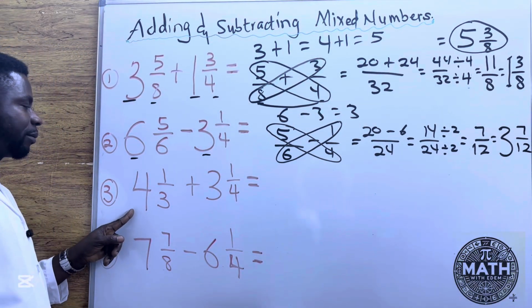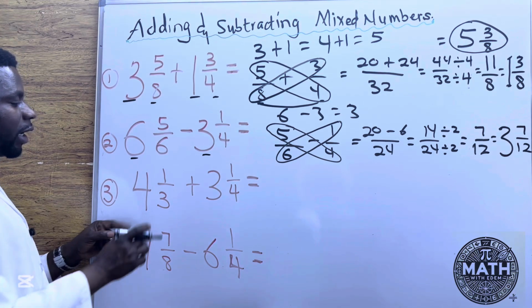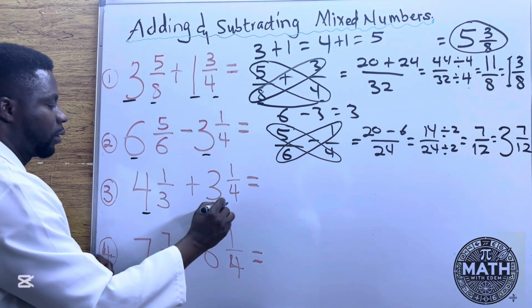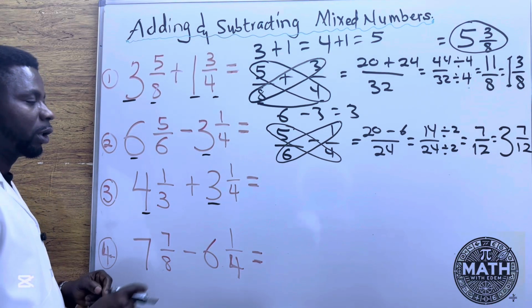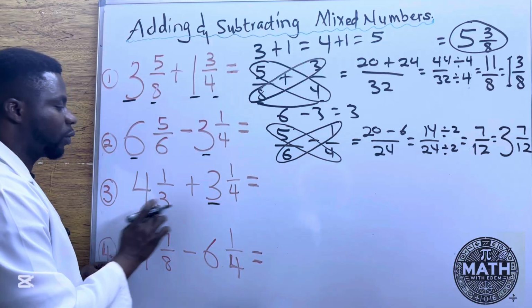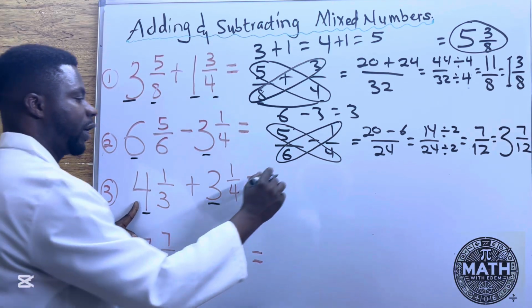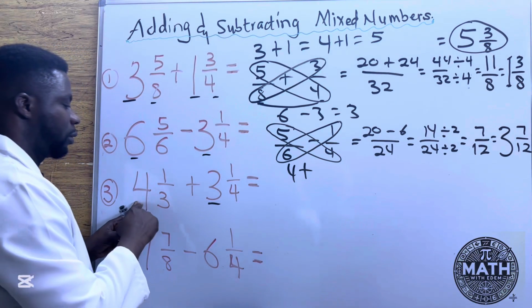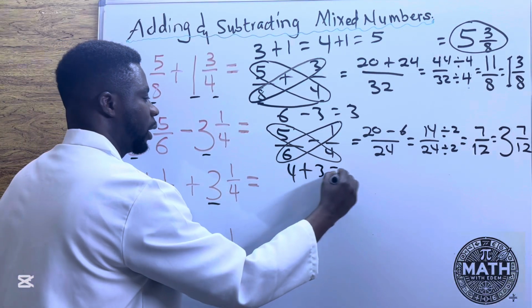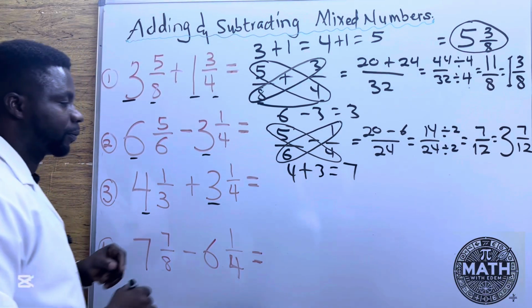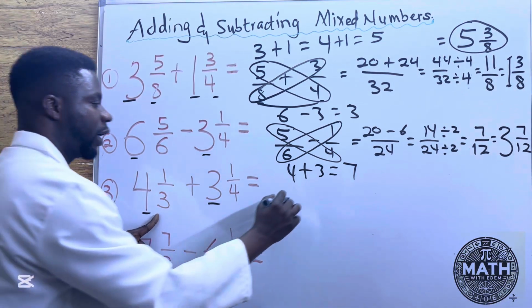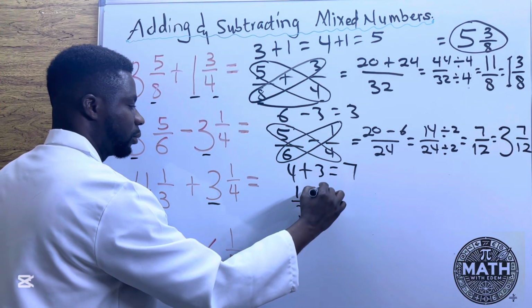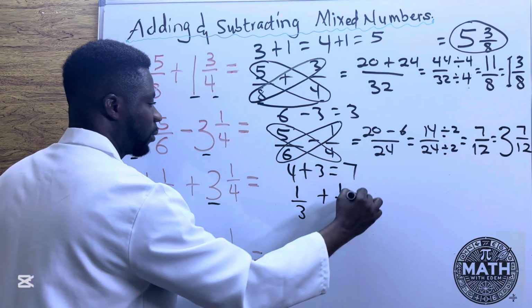Let's move to question number 3. We have 4 whole 1 over 3 plus 3 whole 1 over 4. The first step is we are going to add the whole numbers. So we have 4 plus 3, and that is going to give us 7. The next step is we are going to add the fractions. So we have 1/3 plus 1/4.